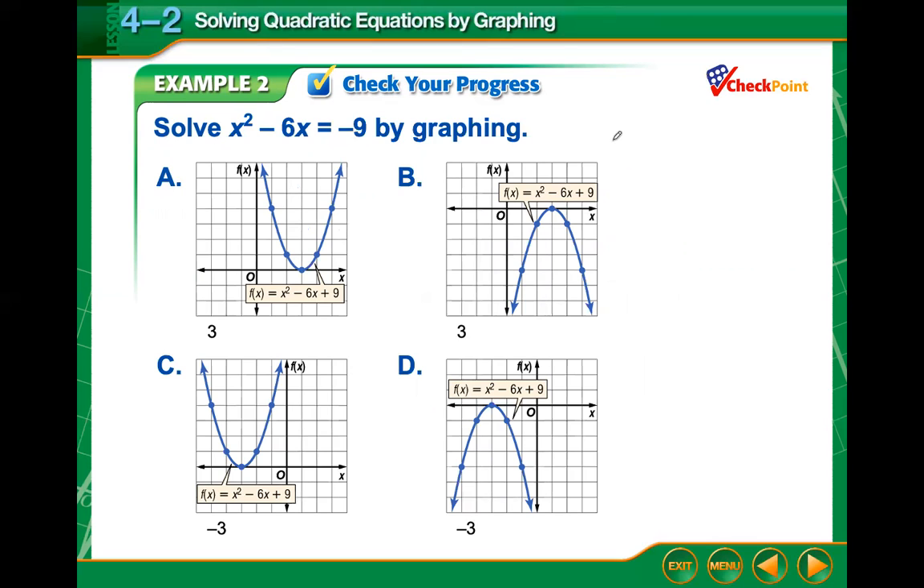All right, so working on this one, I can already tell that B and D won't work out because they will end up facing upward when we graph x squared minus 6x plus 9. And with that, we get A as our answer. It touches once at +3.